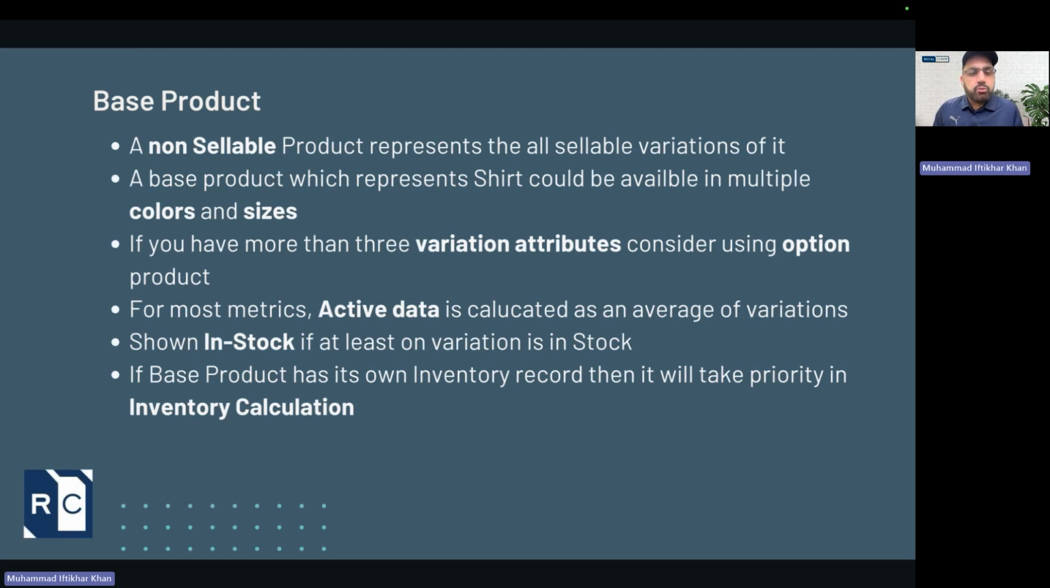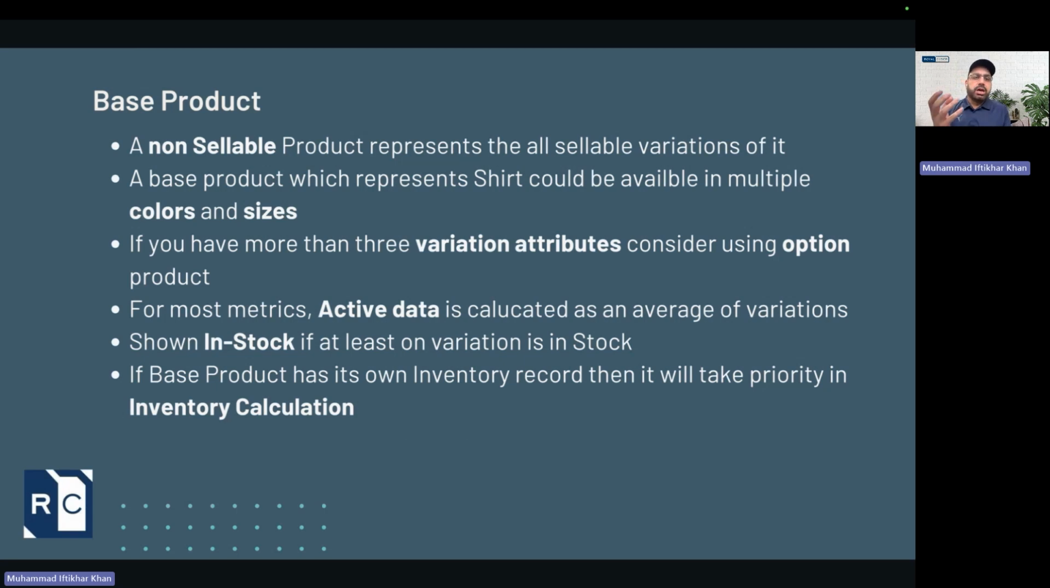Most metrics regarding the active data are calculated as an average of all the variations under the single base product. And regarding the stock, the inventory information: if at least one variation is in stock, the base product will be shown in stock.